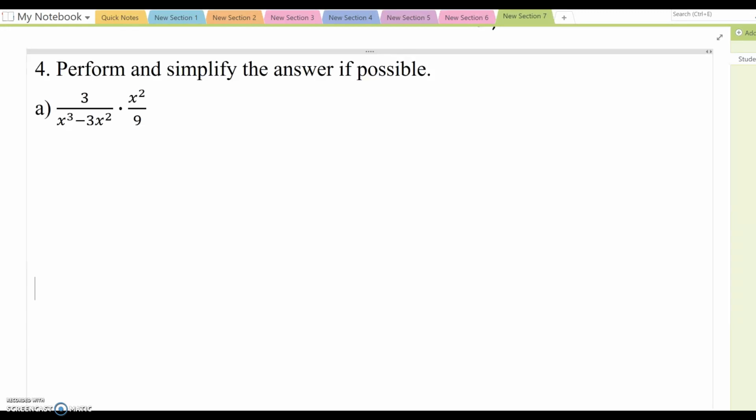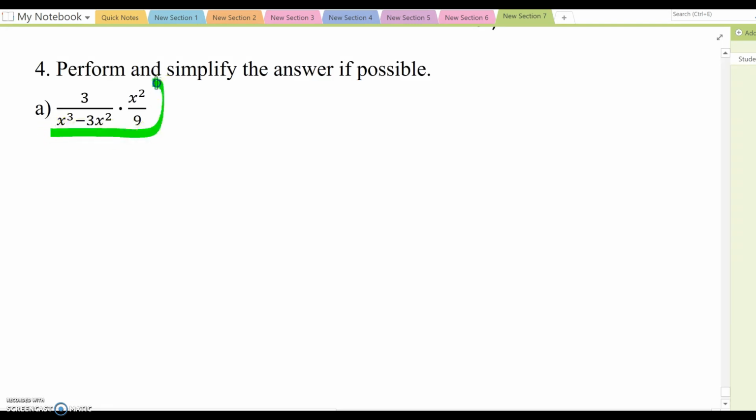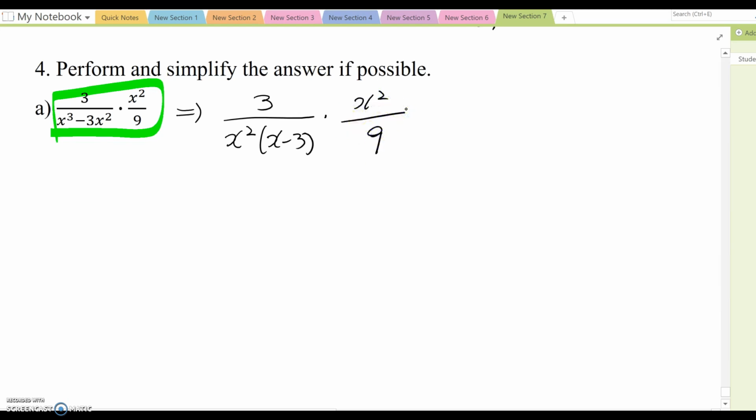Number 4, perform the operation and simplify the answer if possible. So look at A first. In this case, you need to do the factoring if it is available. So if you do it, then this becomes 3 over x squared, and then x minus 3 times x squared over 9 here. Now you try to find common factors between the numerator part and the denominator and you simplify.